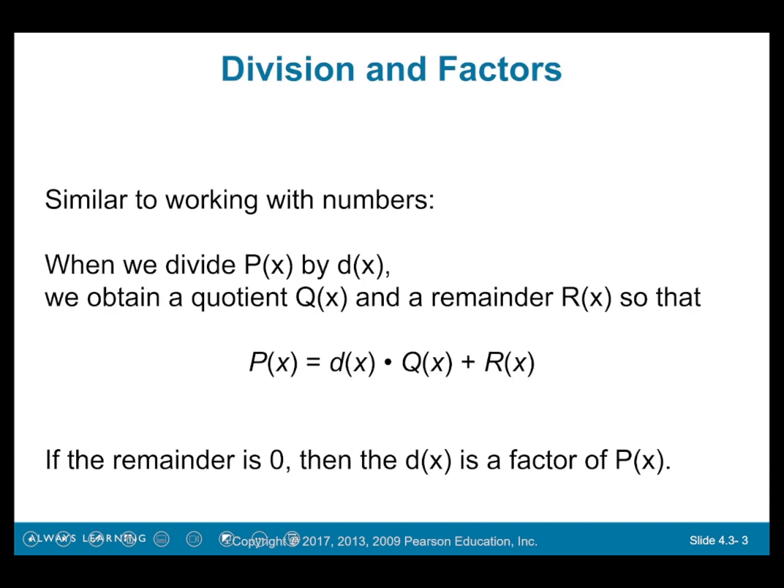So similar to working with numbers, whenever we have a polynomial p of x and we divide it by a polynomial d of x, we obtain a quotient and remainder, where you can take the dividend p of x, the divisor d of x, the quotient q of x, and the remainder r of x and write it in this formula. If the remainder is actually 0, then we say d of x is a factor of p of x.